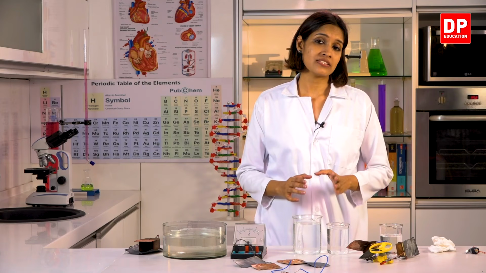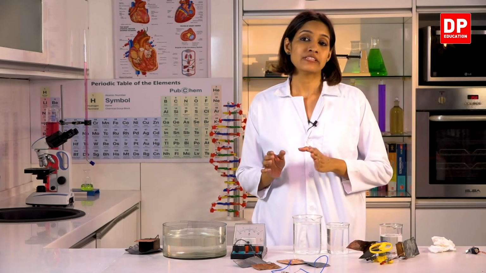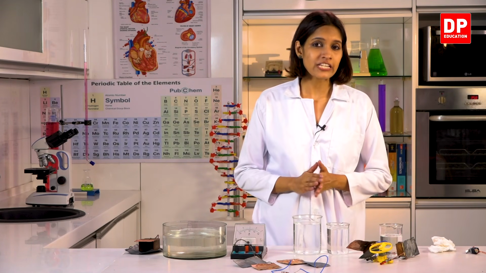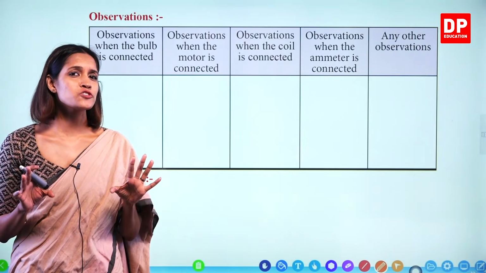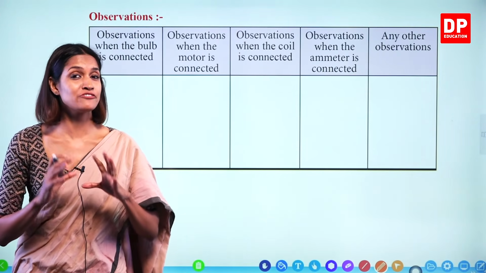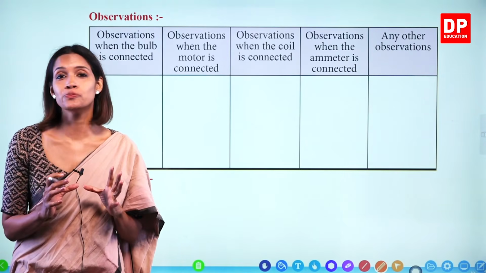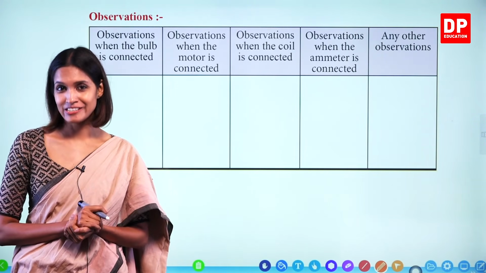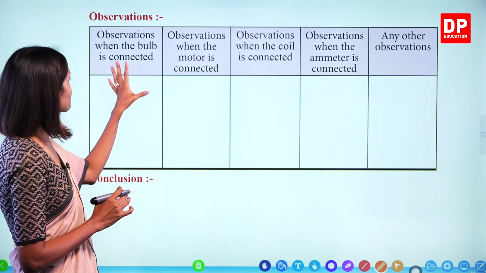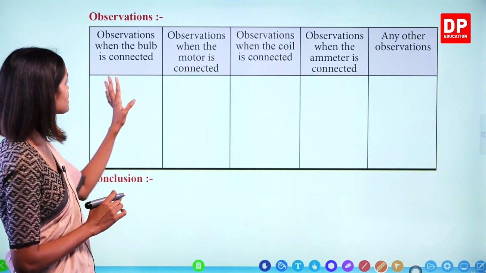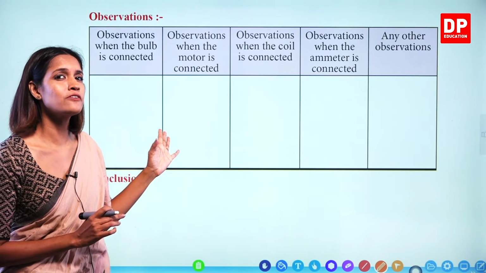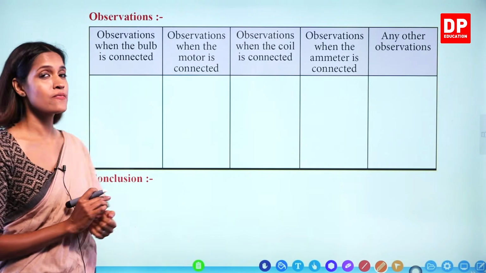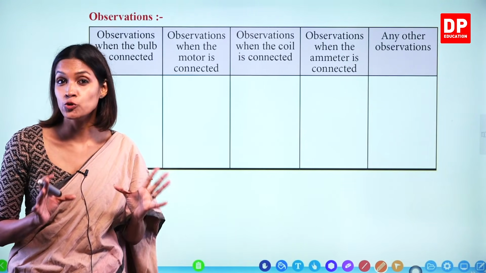When you use this dilute sulfuric acid with a zinc sheet and a copper sheet, it acts as a simple cell. Right, children? So you saw what happened when we connect different equipment or different components to the simple cell. Okay. So what were the observations? First, the observations when the bulb is connected. What happened when the bulb is connected, children? The bulb lights up. The bulb illuminates.